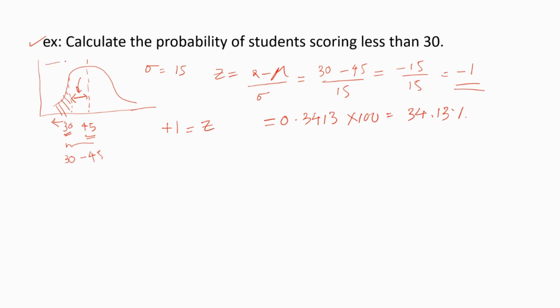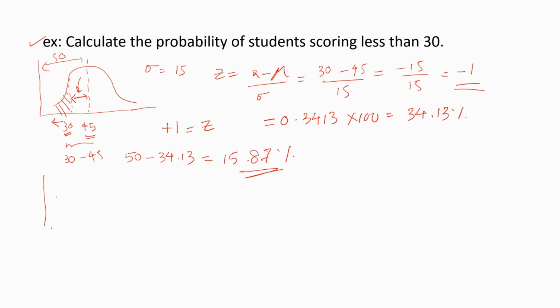So now we know this is 50%, because the bell curve is symmetric around the mean value. So 50 minus 34.13 equals 15.87. I hope all clear. From the normal distribution table, we found this area.